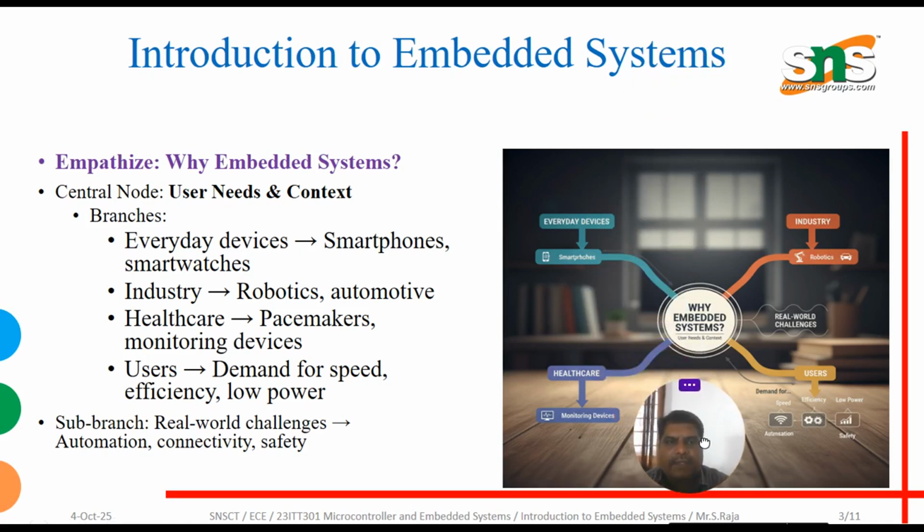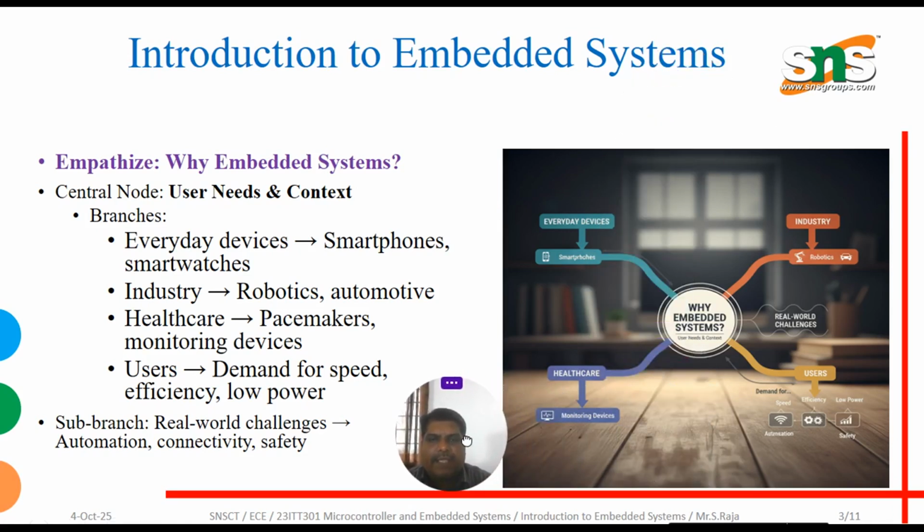This figure shows how the introduction to embedded systems is defined or discussed based on the design thinking phases. In design thinking, we have 5 phases: empathize, define, ideate, prototype, and testing. I will discuss each one by one in accordance with the introduction to embedded systems.